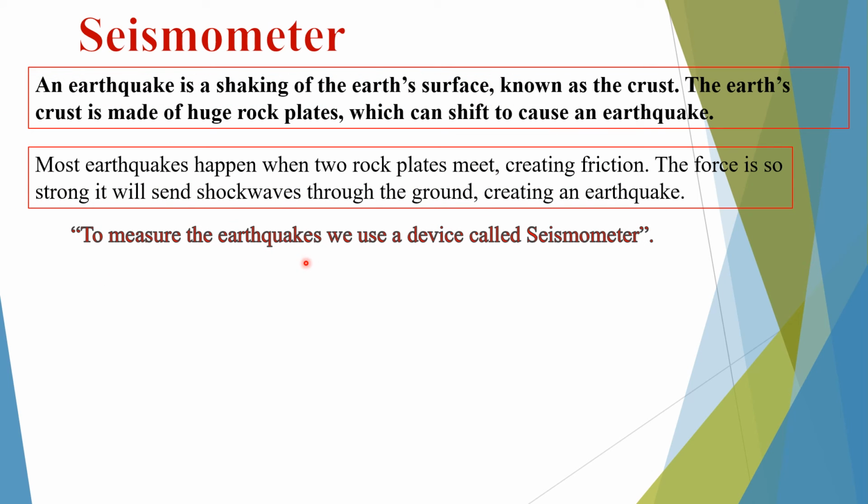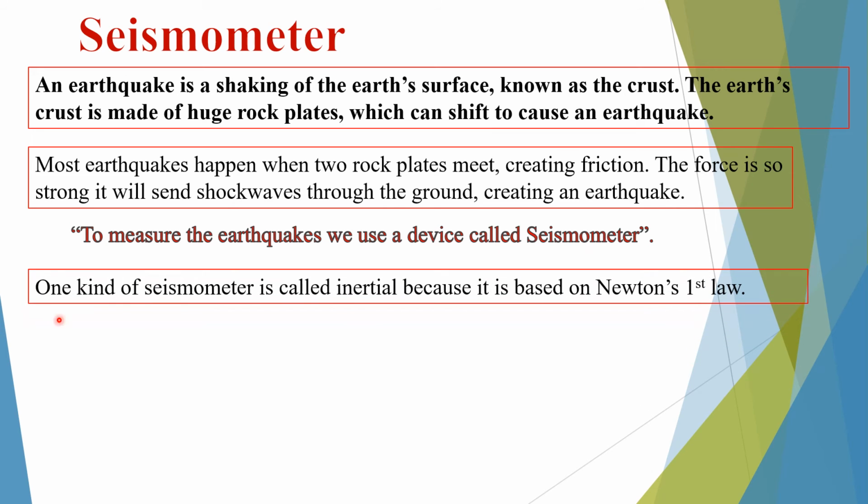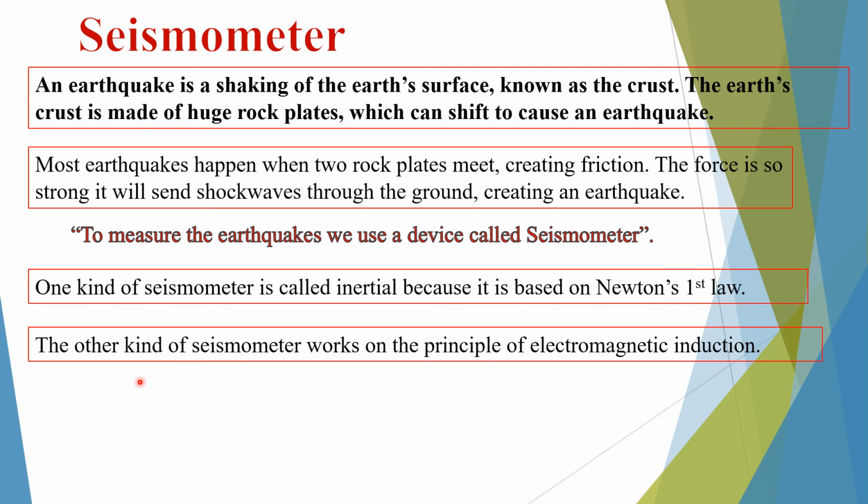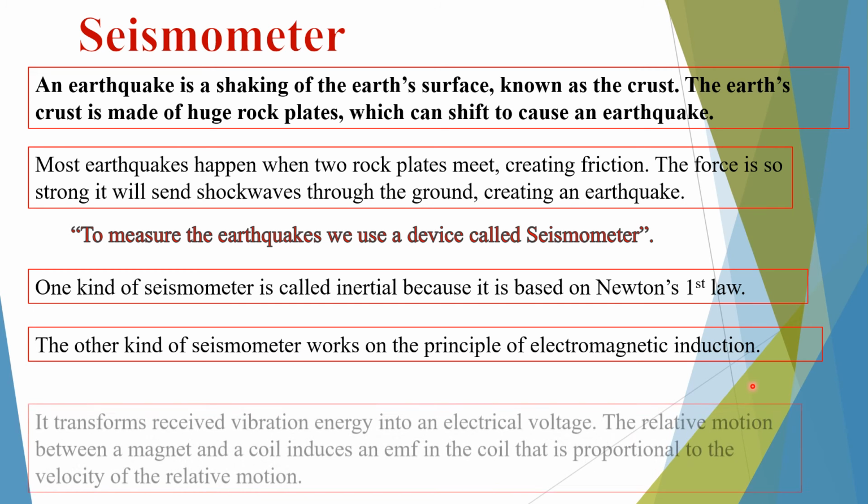To measure earthquakes, we use a device called a seismometer. One kind of seismometer is called inertial because it is based on Newton's first law. The other kind of seismometer works on the principle of electromagnetic induction, and now we are going to discuss this kind of seismometer in which we use the principle of electromagnetic induction.